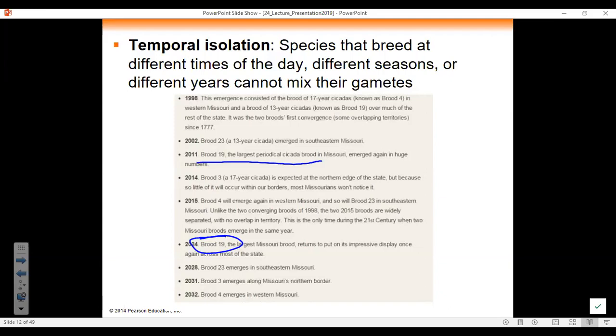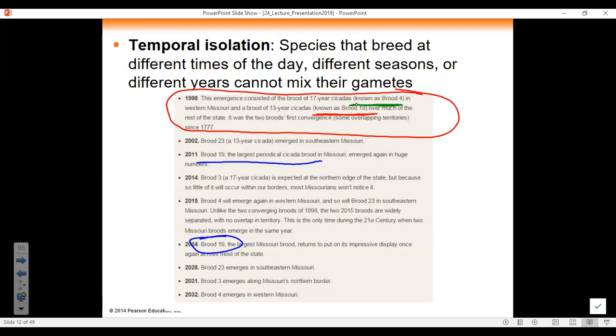When I first moved to St. Louis, a very horrible thing was happening. 1998. This was when our brood 19, the same one that came out in 2011, and another one called brood 4 came out at the same time. So help me, it looked like some sort of biblical plague. I can still remember just looking across an area outside, and all you could see was bugs.